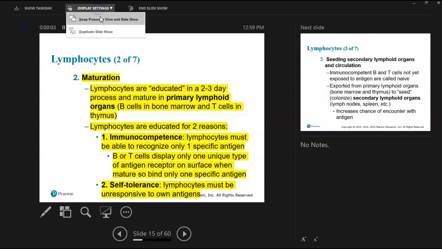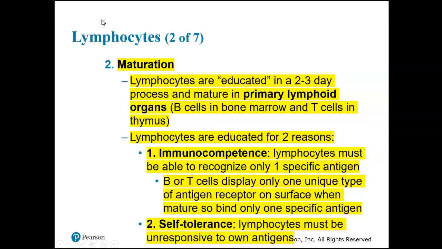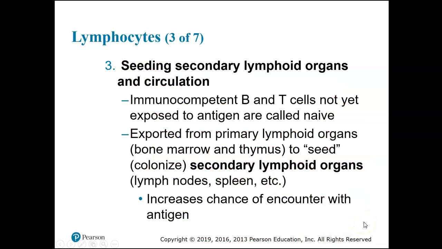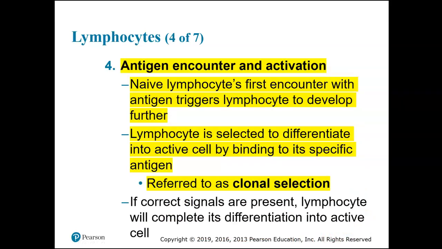Now, the reason lymphocytes are educated is so that they can recognize only one specific antigen. And the second reason is for self-tolerance, so that they won't respond to self-antigens. Then you have antigen encounter and the activation of the lymphocytes. So the first encounter with the antigen activates the lymphocyte, and it causes the lymphocyte to begin to divide, and this is called clonal selection.